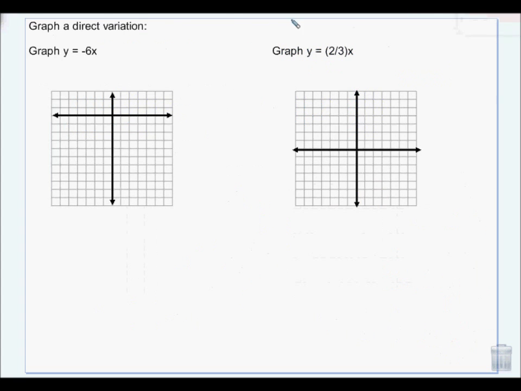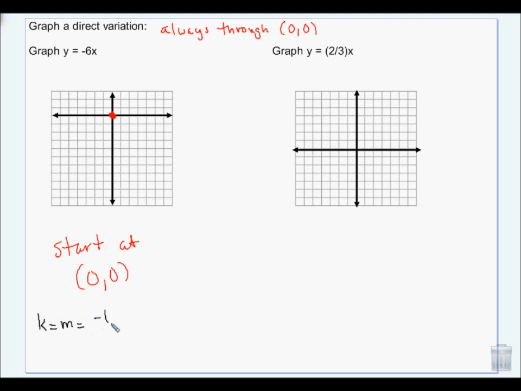Now remember, they always pass through which point? 0, 0. So that's going to be where you start. So we're going to start at 0, 0. Okay, so that's our starting point right there. Our slope, k, is the same thing as m, and it's -6, right? Which is the same thing as -6 over 1.